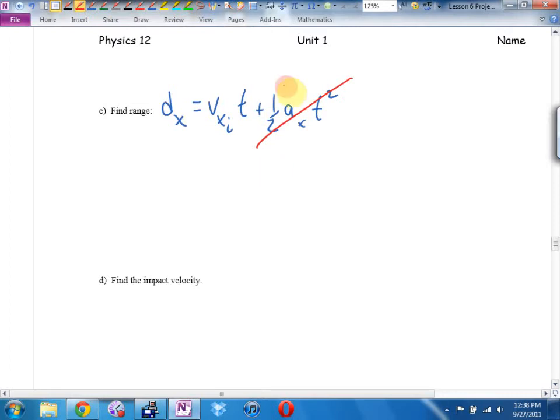Most common mistake, kids want to put a negative 9.8 in there because they're like, what's the acceleration? Oh, 9.8. No, not horizontally. In fact, the range is just going to be VX, which was 43 something. What was it? 43.3 times 6.88.